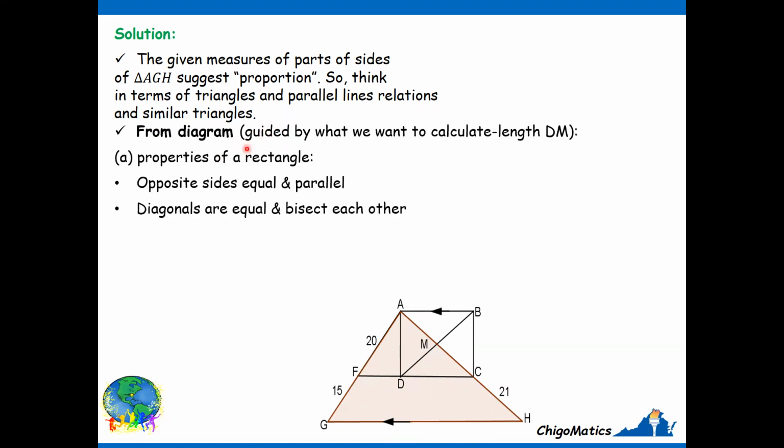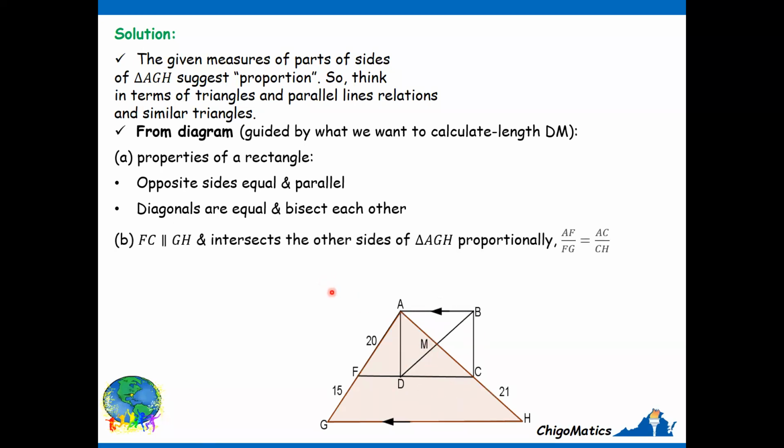From the diagram, guided by what we want to calculate, we want the length of DM. You should recall, because we are told that ABCD is a rectangle, what we should remember: opposite sides are equal and parallel. Diagonals are equal and bisect each other. These are the major properties of a rectangle that you are supposed to remember so that they will help you to solve this problem.